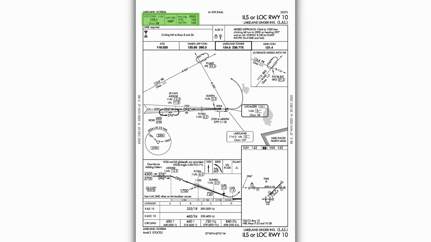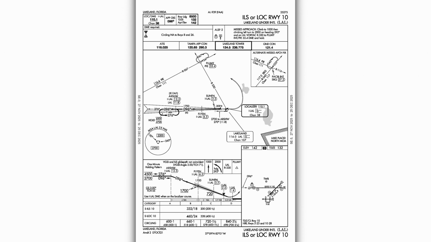We have to take into account that before even starting to read the approach or even brief it, it's important to make sure that the plate is current using the dates found on both the left and the right of the plate, which will tell us if this plate is current and whether or not the information is out of date. Starting from the left to the right, we first have our type of nav aid.